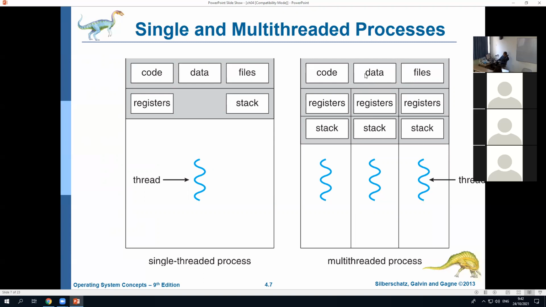Now, the code is in memory, the data is in memory, and the files are on the disk, they're sharing. Whereas here, each thread has everything. If I want to have 3 threads, I'd have to do this whole picture 3 times. That would be a single thread process.